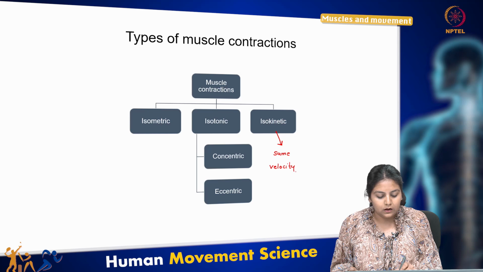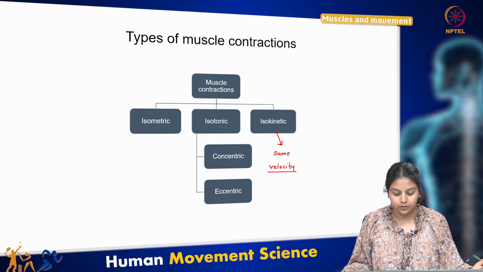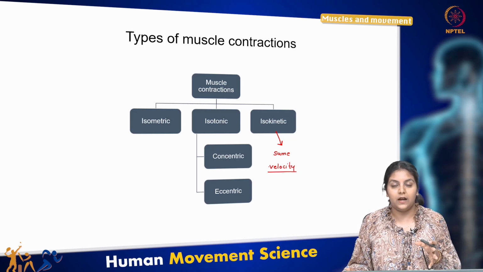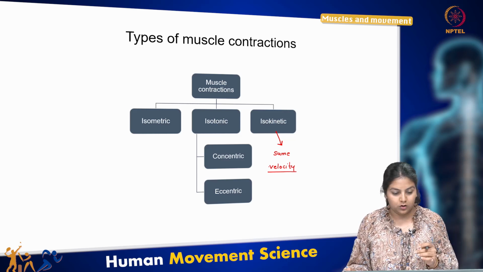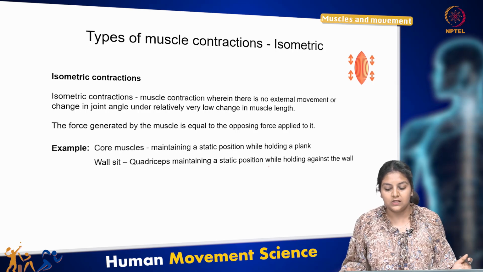So, maintaining a relatively same velocity throughout the range of movement. So, let us look at these individually and try and understand how these contractions happen, what happens to the muscle during these contractions. So, type of muscle contractions, let us look at the first one, which is isometric.